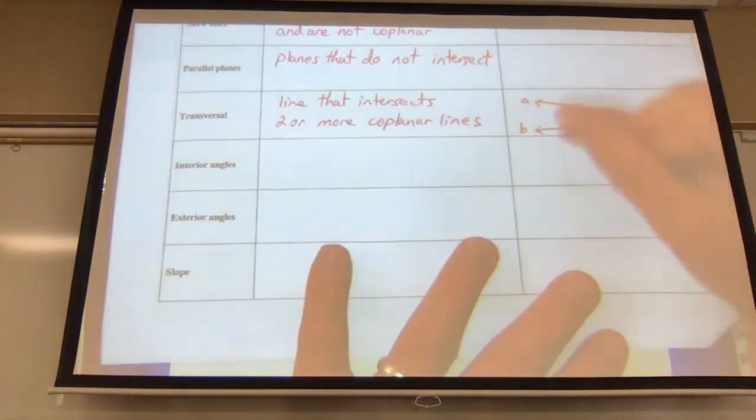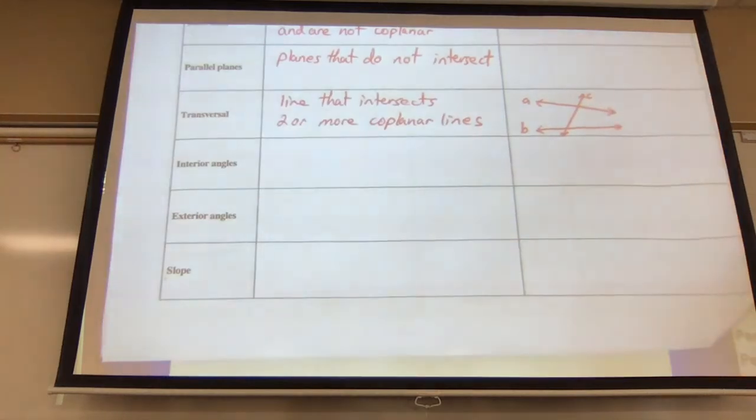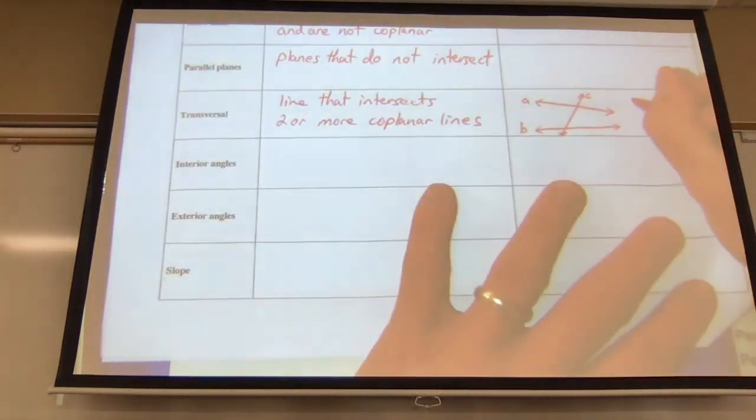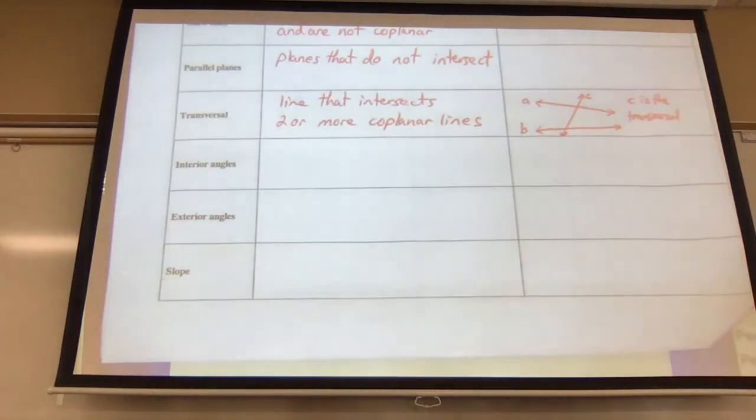And then when we have a line that comes through them, like this, I'm going to call this line C. In this picture here, C is a transversal. It intersects two or more coplanar lines. That makes it a transversal.